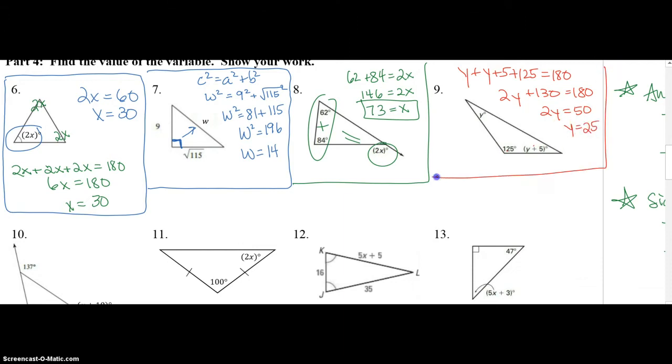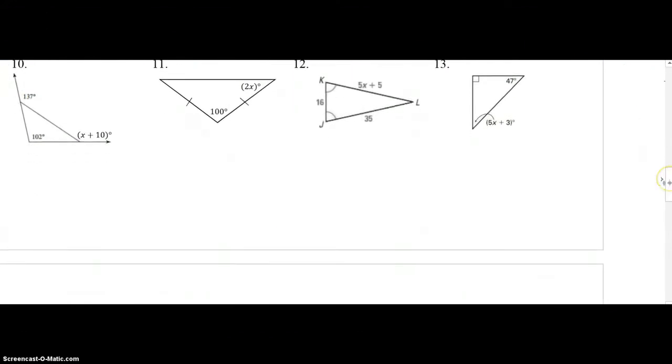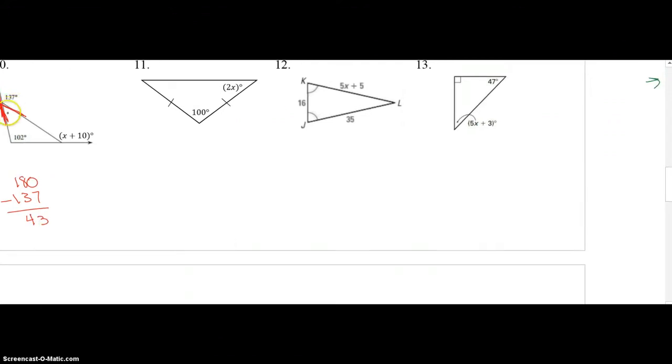Okay, number 10. Now, number 10 is a little bit trickier than the rest, but I always tell you guys to mark your figure with anything that you know. If you look here, this is a linear pair. These two angles should add up to be 180 degrees. So if you take 180 minus 137, you should get 43 degrees for this angle.